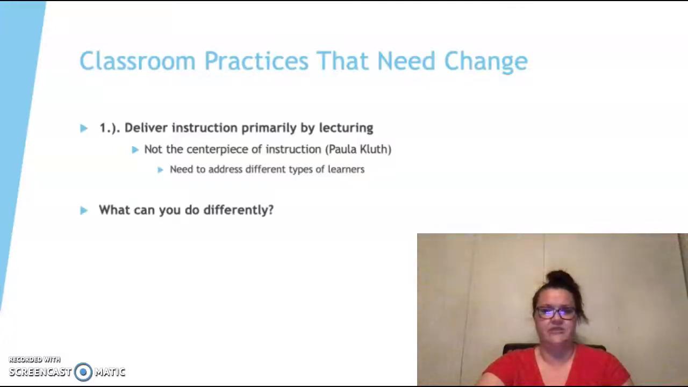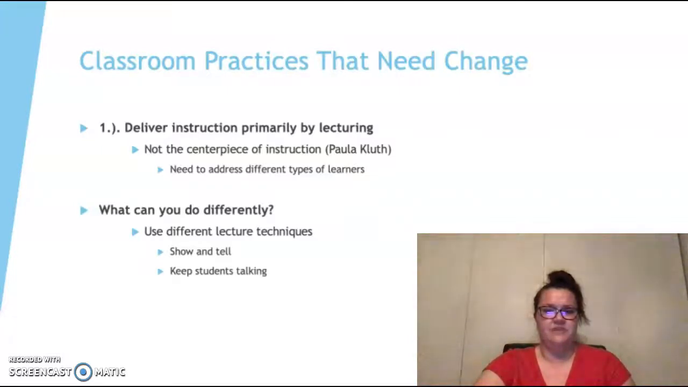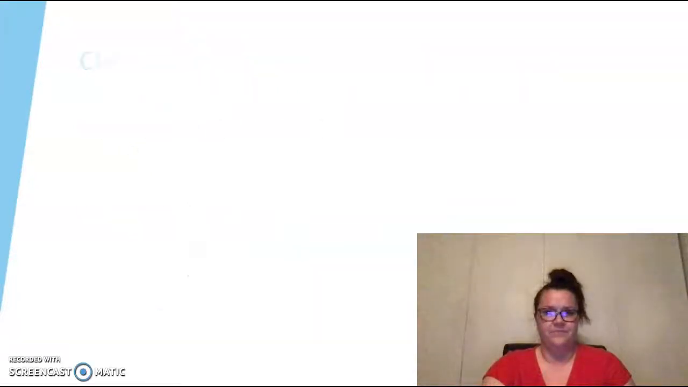So what can you do differently in regard to instruction? Use different lecture techniques such as show and tell. An example would be a science teacher using the model of a human body to show concepts instead of just on paper. Keep your students talking. CLUE talks about a turn and talk technique where at certain intervals, you have the students discuss with a partner what was just presented to them. Try note-taking alternatives such as asking students to draw what they have just heard instead of writing. And you can co-teach with the class by having different students throughout the instruction come up with the teacher and stand up to discuss a few points.